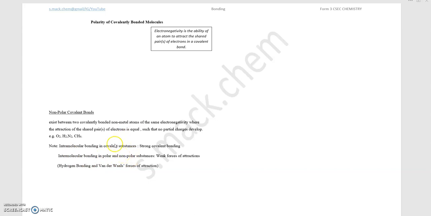Just as a hint, in our polar substances, we are going to find hydrogen bonding, and in our nonpolar substances, we will find van der Waals forces of attraction. So in our next lesson, we'll go into more detail about these two weak intermolecular forces of attraction.